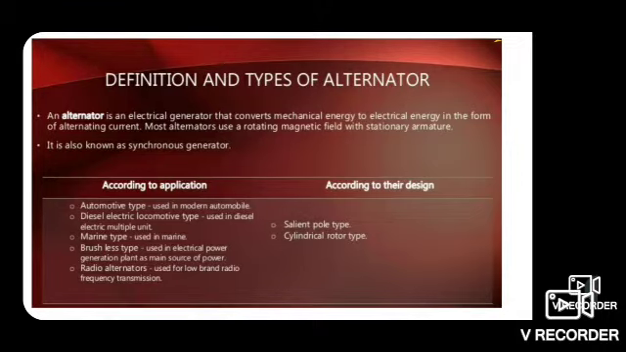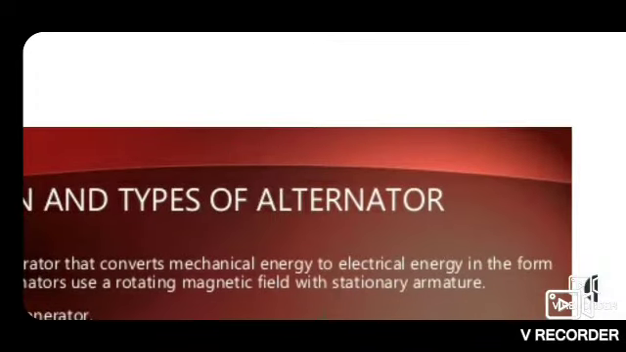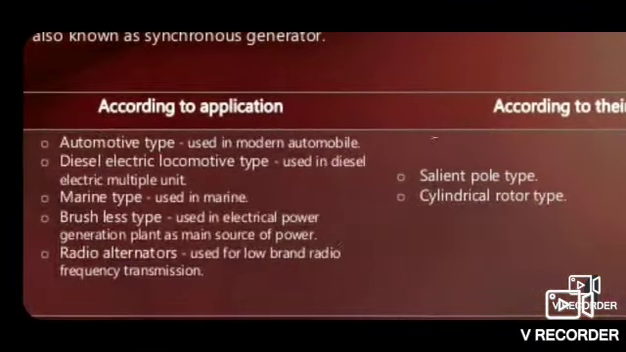It is classified depending upon the application and their design. Depending upon the application, it is classified into automotive type, used in automobiles, and diesel electric locomotive type, used in diesel electrical multiple units. Marine type is used in marine, brushless type is used in electrical power generation plants as the main source of power, and radio alternators are used for low band radio frequency transmission. They are all depending upon the application.